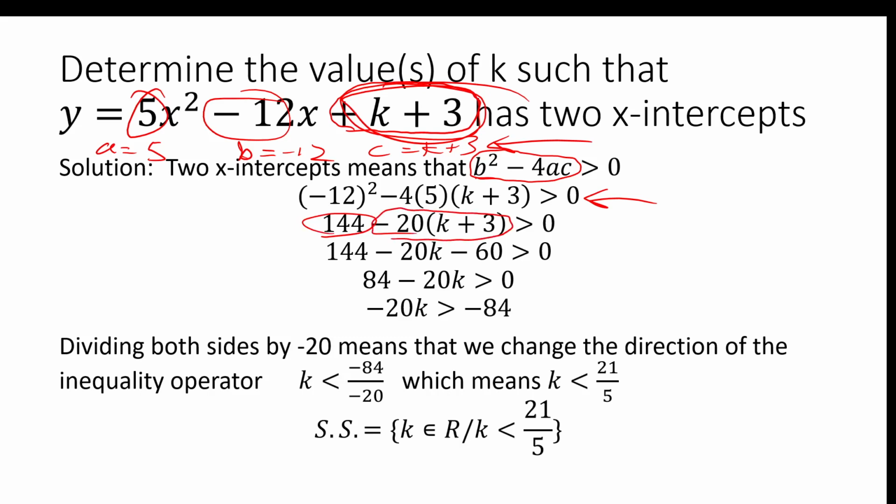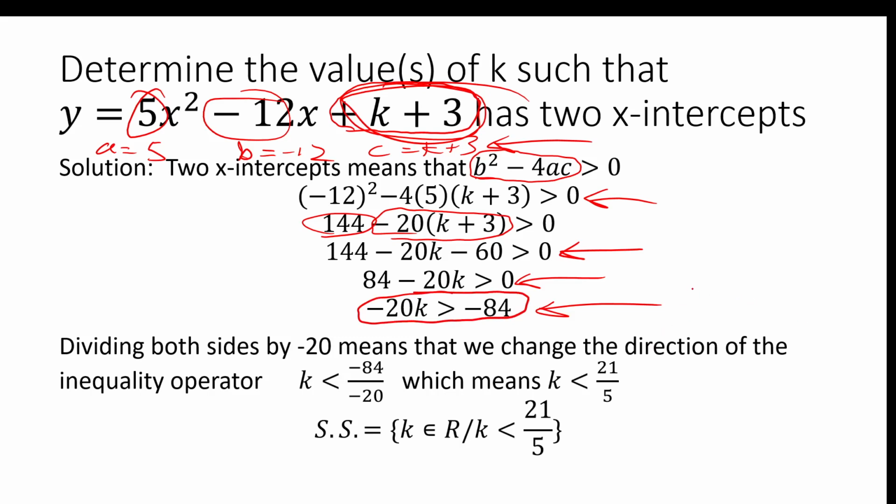And ultimately, what we would get after we did some distribution is that 144 minus 20k minus 60 is greater than 0. In other words, 84 minus 20k is greater than 0, and isolating the k, we would get negative 20k is greater than negative 84. Well, this is not a quadratic inequality because there's no exponent of 2 on the k. This is a linear inequality, so it's actually relatively straightforward to answer.